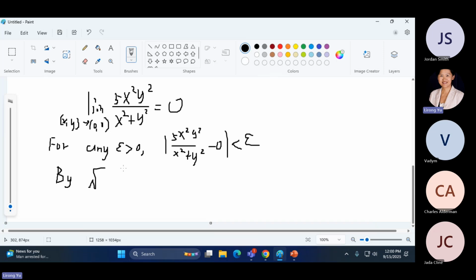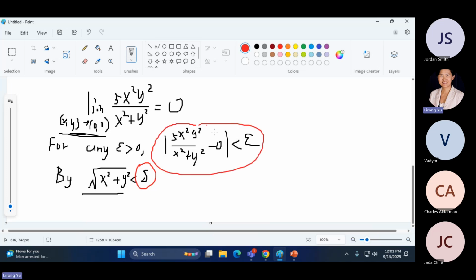an appropriate delta whenever the distance between the two points, the square root of x minus 0 squared plus y minus 0 squared, is less than delta. So we have to find this particular delta that we need. Okay, so how do we do it? Its relation is this. Suppose we wish to have this. How does that happen?